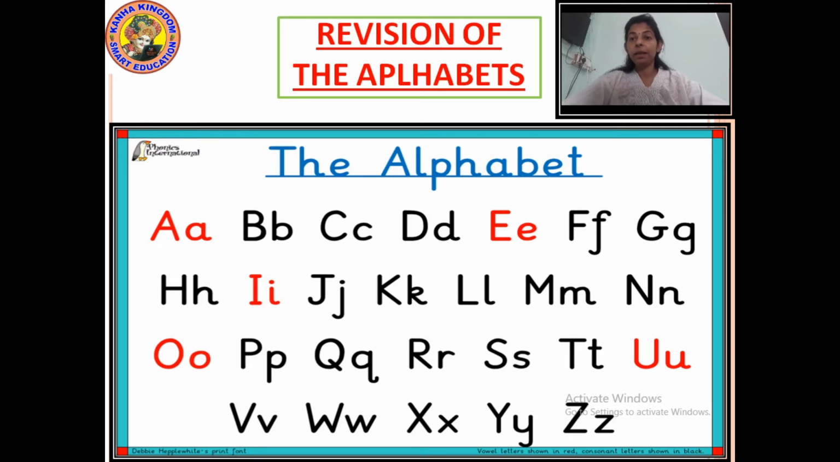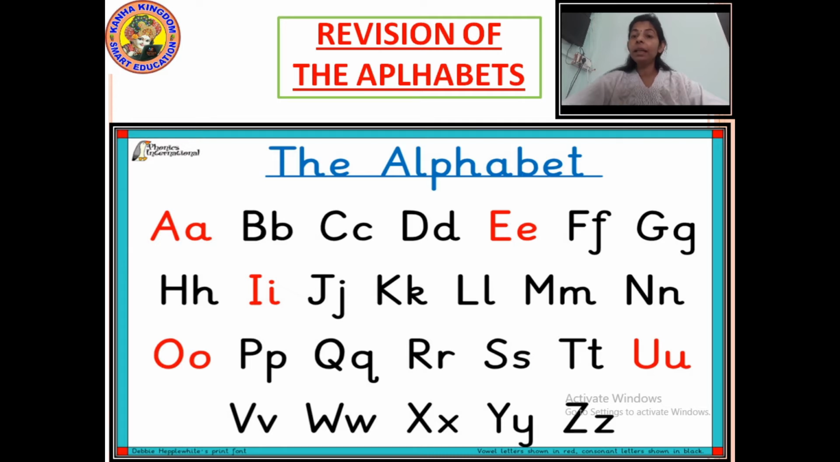Very good. Okay. Now let's see another letter. That is I. This is our capital I. And this is our small I. Very nice. Now let's take a new letter. J. Yes. Capital J. And how do we write small j? Yes, just like this. This is our small j. Very good.